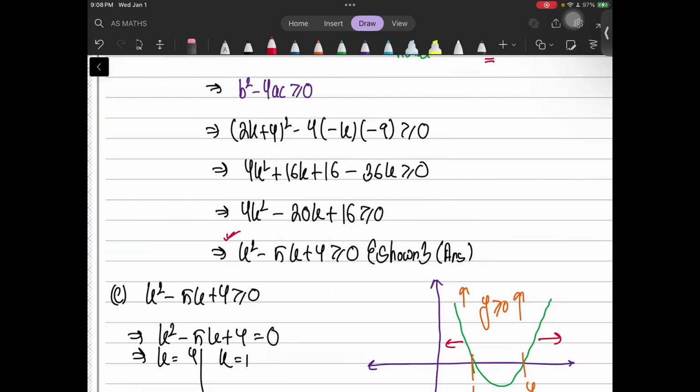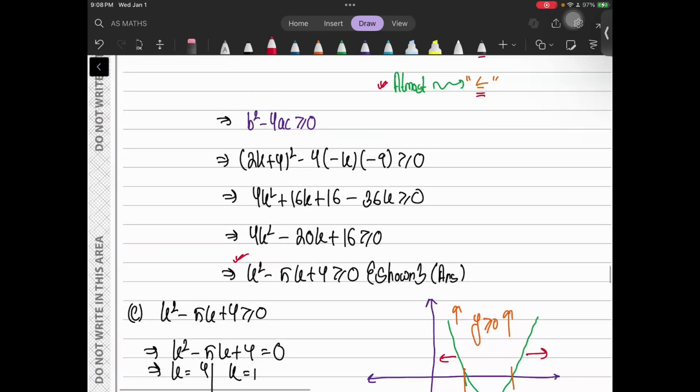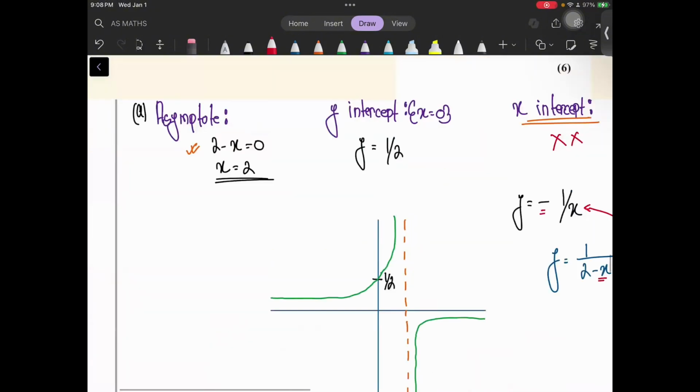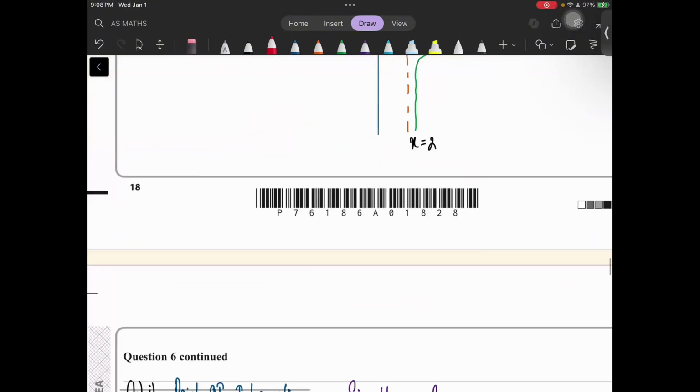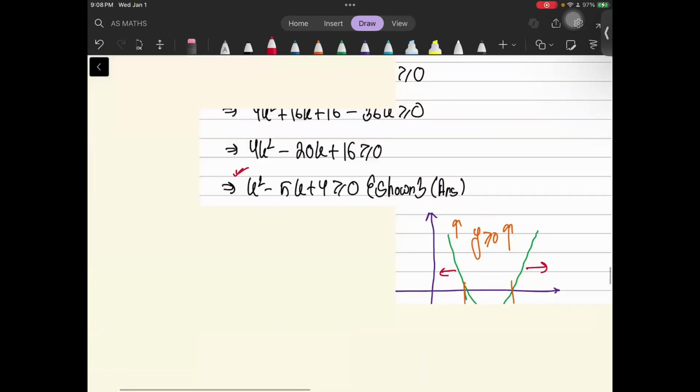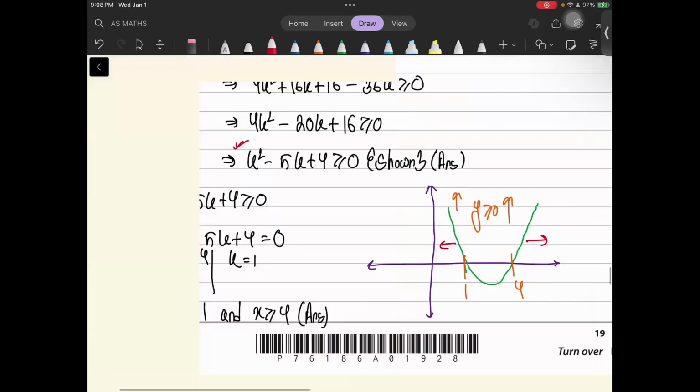Then in the next part it said find the range of the possible values for k. So to find the range, you have to solve it. Assume this greater than or equal to is equal to 0 and get two values of k, right? Once you get two values of k, now you have to find the range.